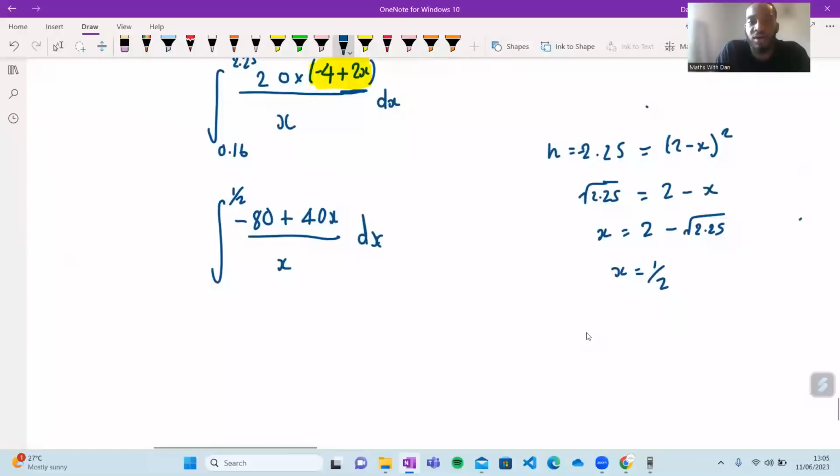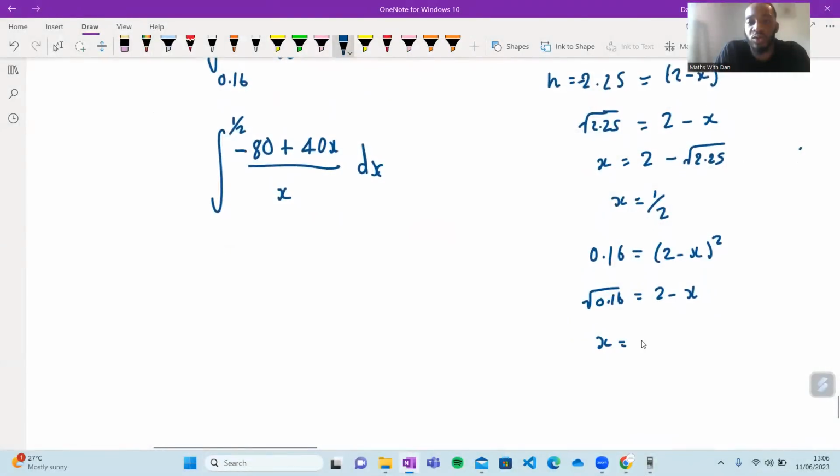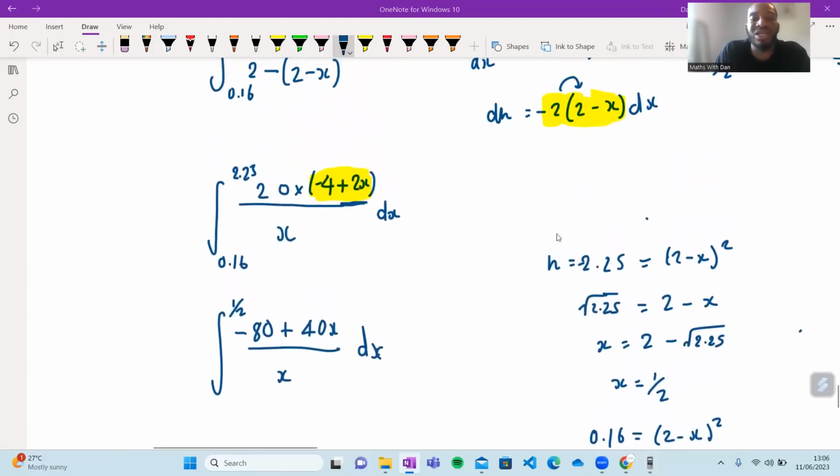And then we've got 0.16 is equal to 2 minus x all squared to get the other one. And then take the square root of that. 0.16 is equal to 2 minus x. So therefore, it will be x is equal to 2 minus the square root of 0.16, like this. Yeah? And then is it not? Yeah, oh, it's plus or minus because we square root. But remember, what are we square rooting though?